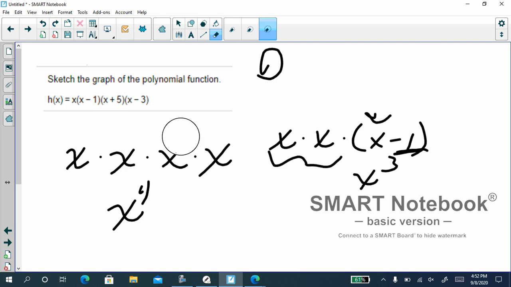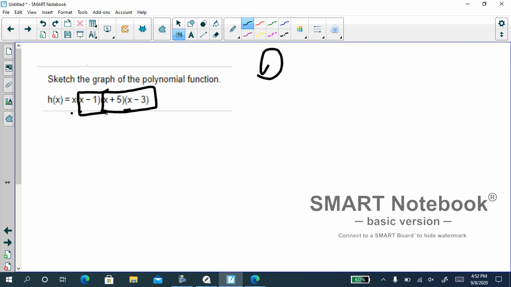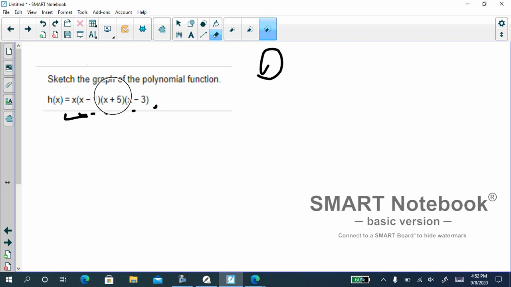That doesn't really impact the degree because that doesn't increase our exponent of x. So when we have factors and we want to determine the degree, we just need to see how many x's are multiplied together. So here we have 1, 2, 3, 4 x's that are being multiplied together. If we distributed this, we would have an x squared. When we multiplied it times that, we would have an x cubed, and then another one would give us an x to the 4th. So our degree is 4.